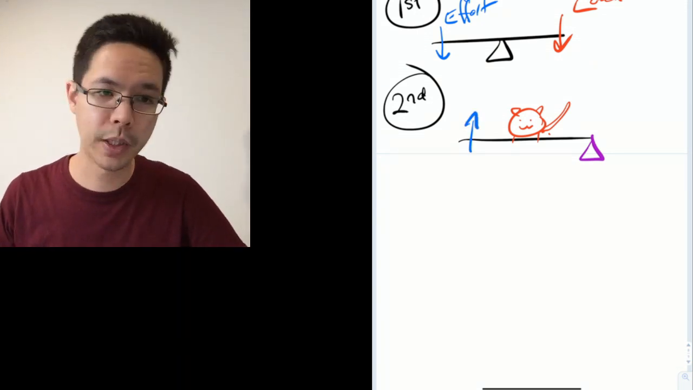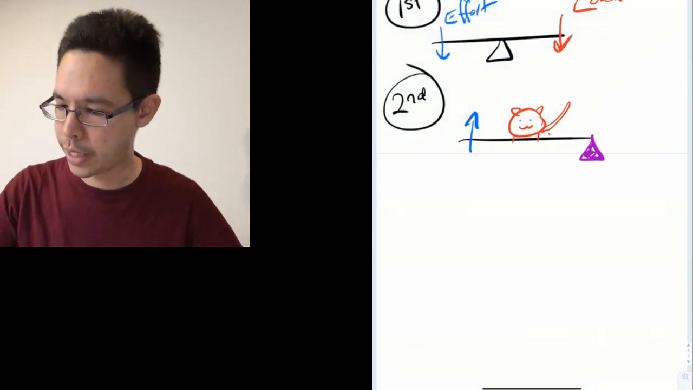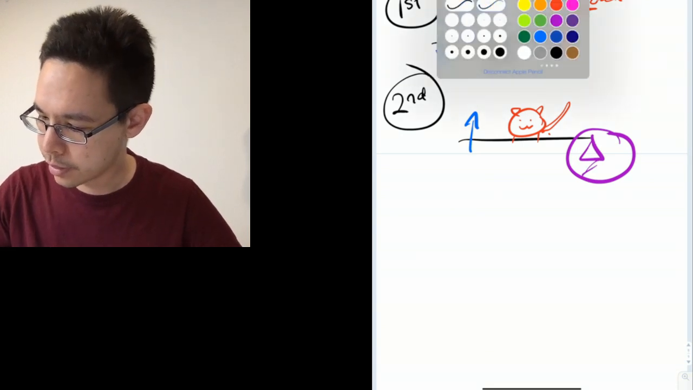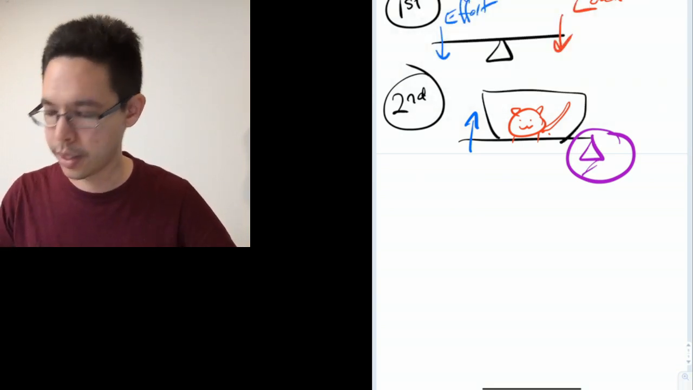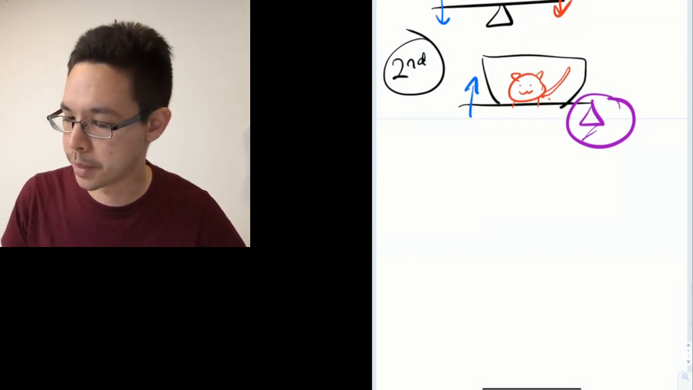And this is basically a wheelbarrow, isn't it? So if I just replace this triangle for a wheel, and the cat is now sitting in a bucket, I've basically got a wheelbarrow. So second class, load's in the middle.